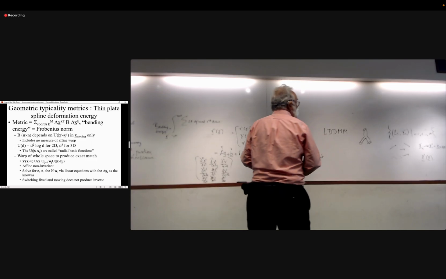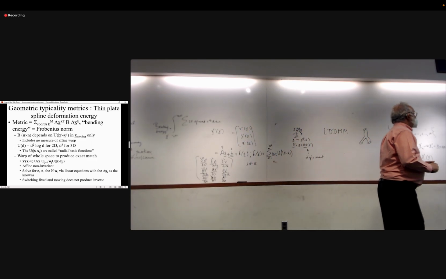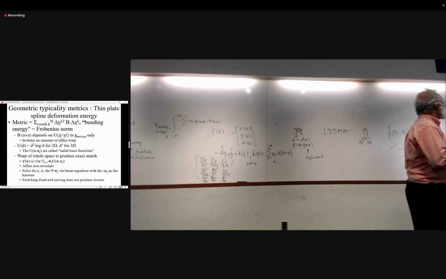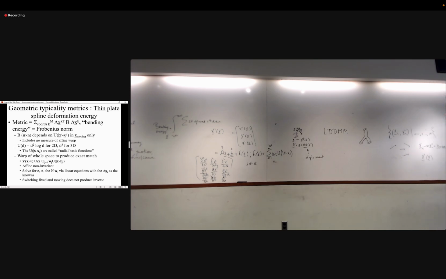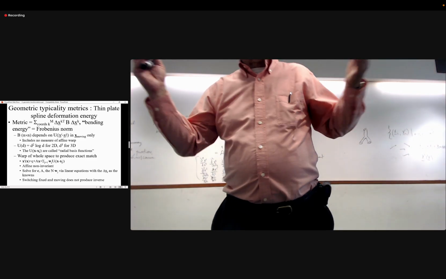Okay, so that's thin plate splines. It has a number of nice properties, but one of the nice properties is that it produces a very smooth mapping, right? It's set up to minimize the squared second derivatives. That's going to be very smooth.